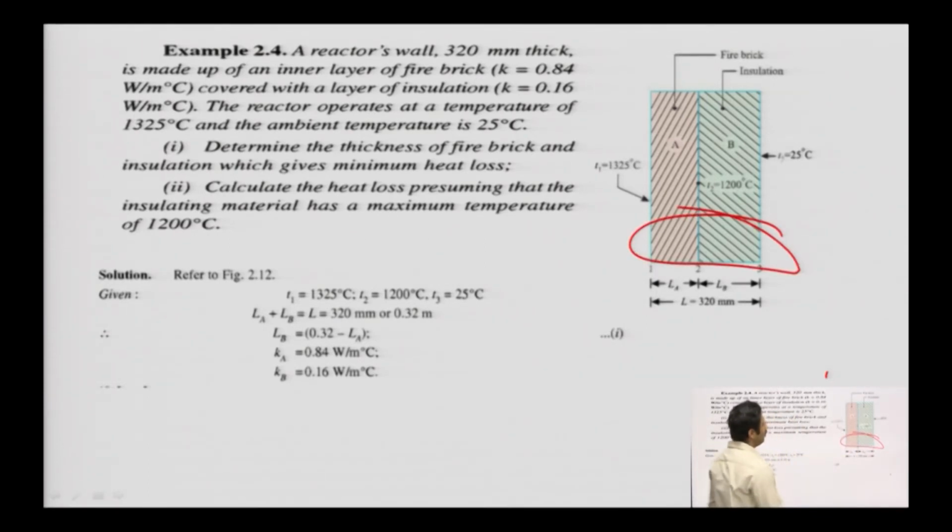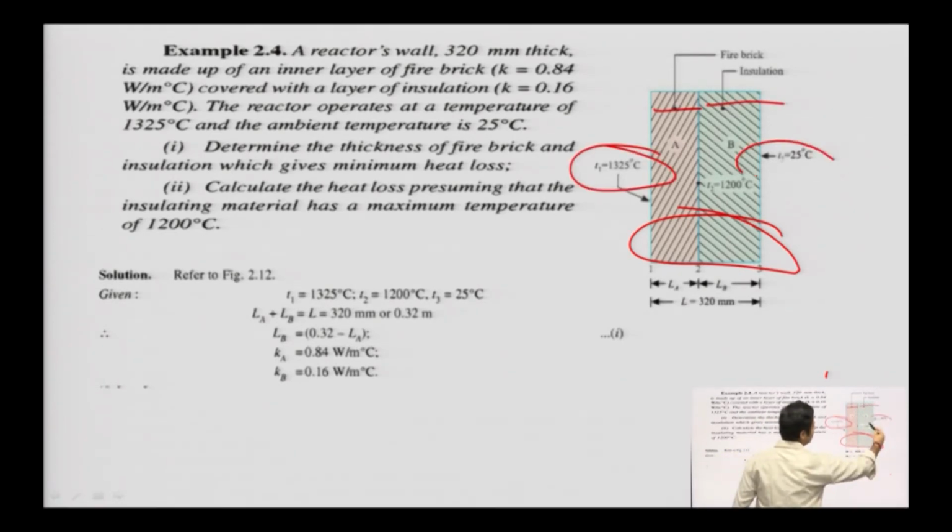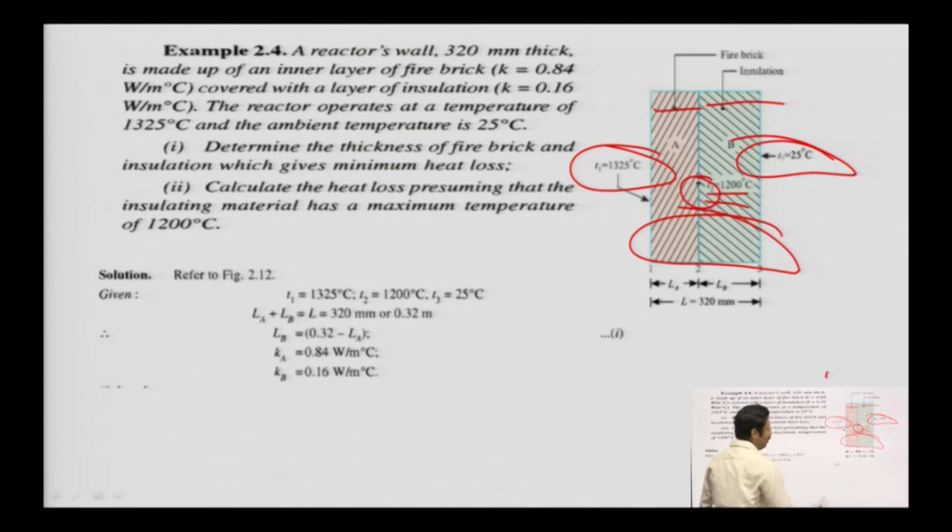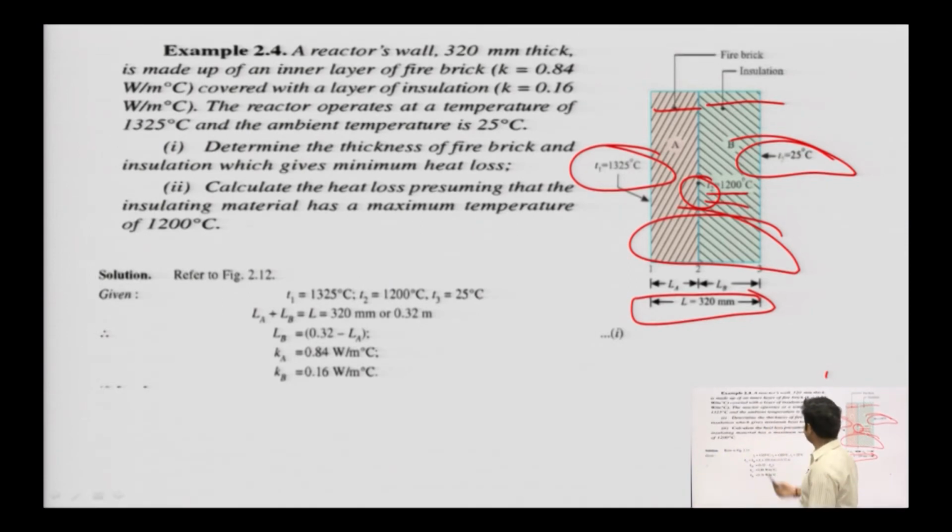Okay, so there you can see the two layers of the composite wall. One is the fire brick, one is the insulation. This is the temperature here, this is the temperature here. This is the intermediate temperature here, and the thickness here. So what do you need to find out? You need to determine the thickness of the fire brick, and calculate the heat loss presuming that the insulating material has a maximum temperature of 1200 degrees Celsius. So this is 1200 degrees Celsius. So this is all given.